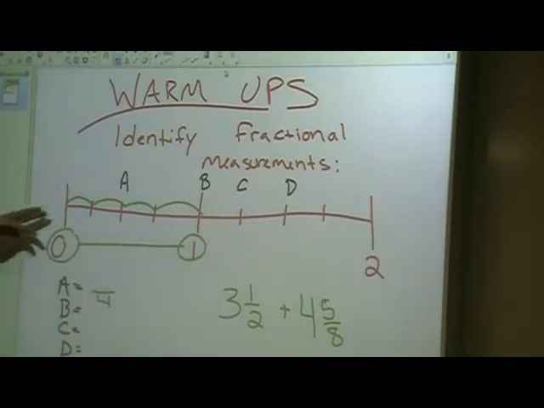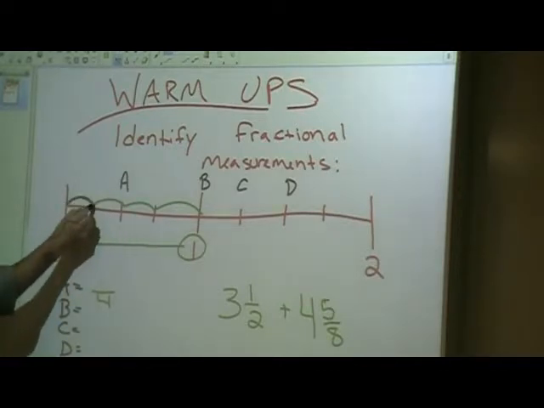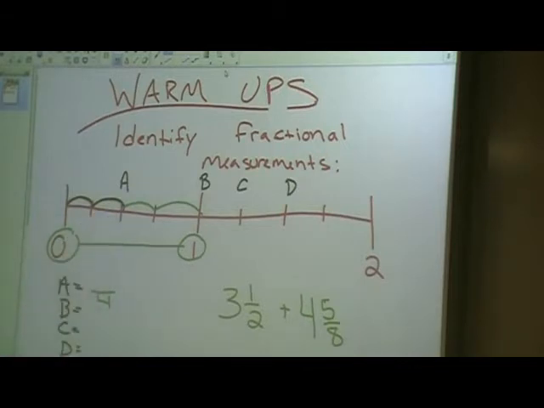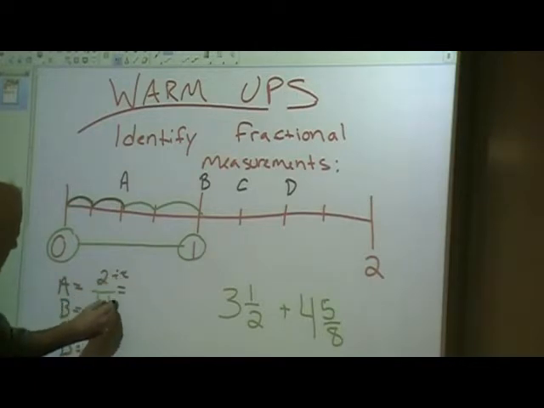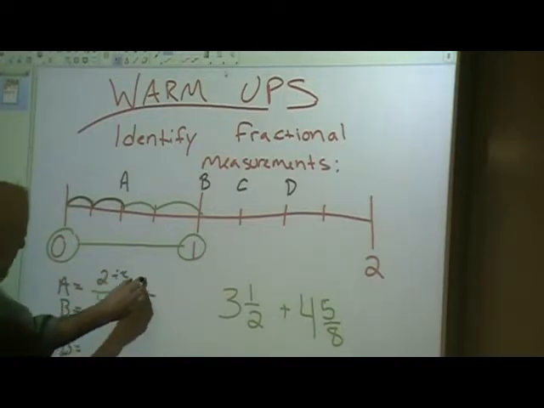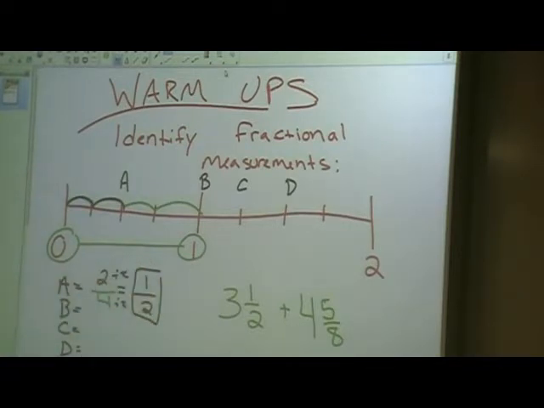So when we look at A, that's going to be our top number. Okay? How many jumps does it take us to get to A? 2. Right. And then if we reduce that, we can divide by 2 because they're both even, right? And if we divide both the top and the bottom by 2, we end up with Latavia's answer of 1/2.